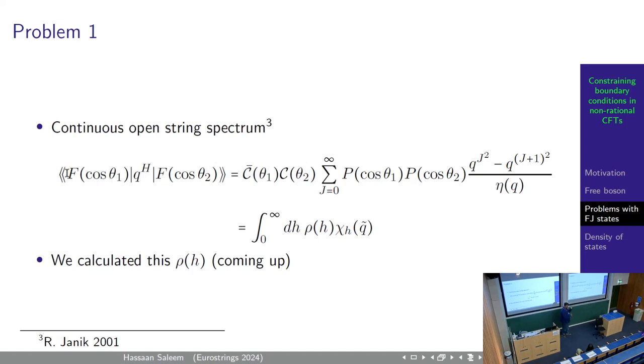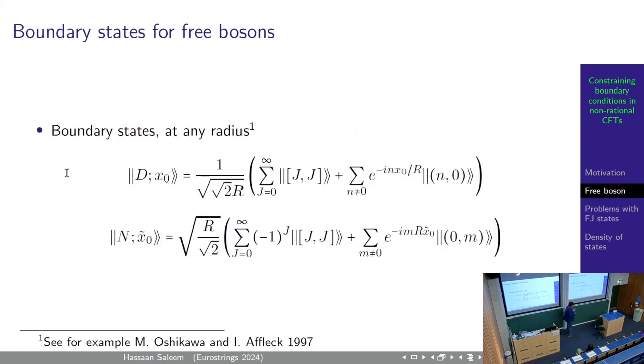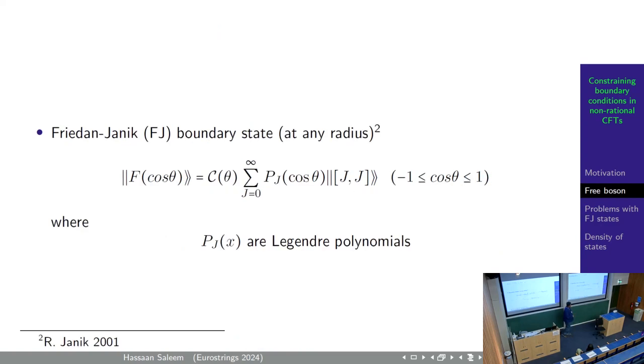I will talk about that later. But the problem is that the Friedan-Janik states have a continuous spectrum, and that's a big problem. If you compare that to Dirichlet and Neumann boundary states, you can see that their open string spectra are discrete, right? Because of this fact, you can use the Cardy condition to figure out the normalization constants there. For example, if you go back and see, we do have explicit expressions for the normalization constants here.